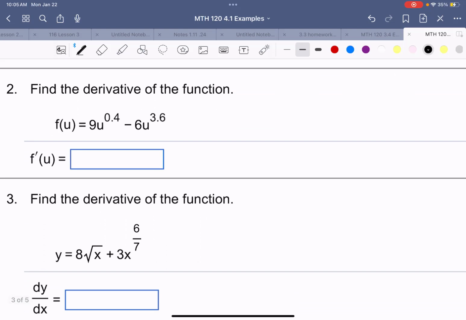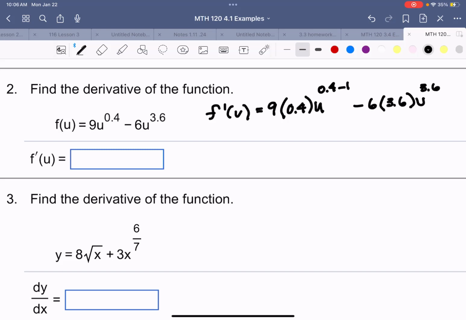Example 2, find the derivative of the function f of u, where f of u equals 9u to the 0.4 minus 6u to the 3.6. So f prime of u will be 9 times 0.4 u to the 0.4 minus 1 minus 6 times 3.6 u to the 3.6 minus 1. So 9 times 0.4, just do it on your calculator, 3.6 u to the negative 0.6, again use your calculator if you need to, minus 21.6 u to the 2.6.